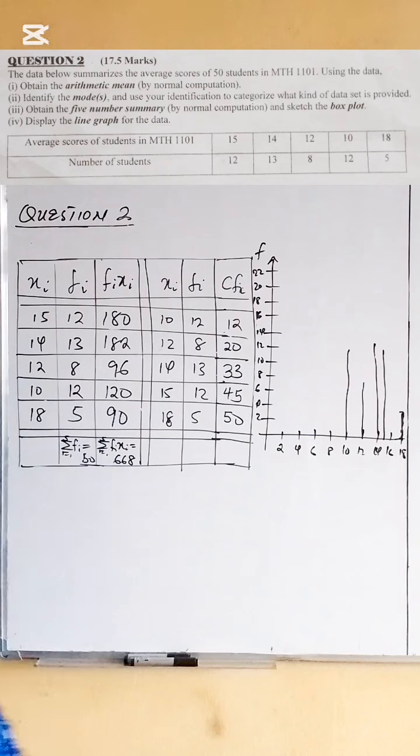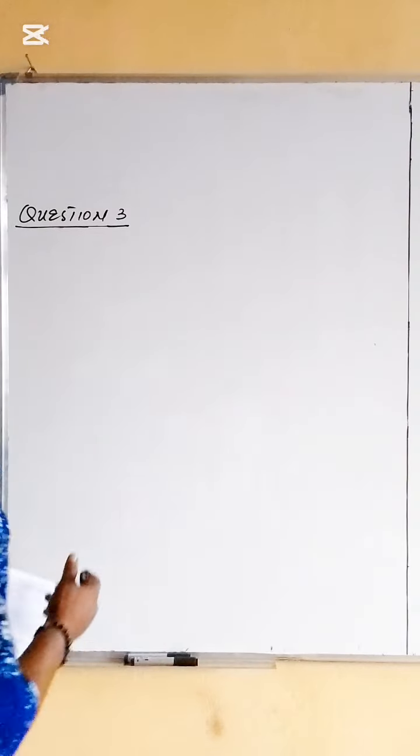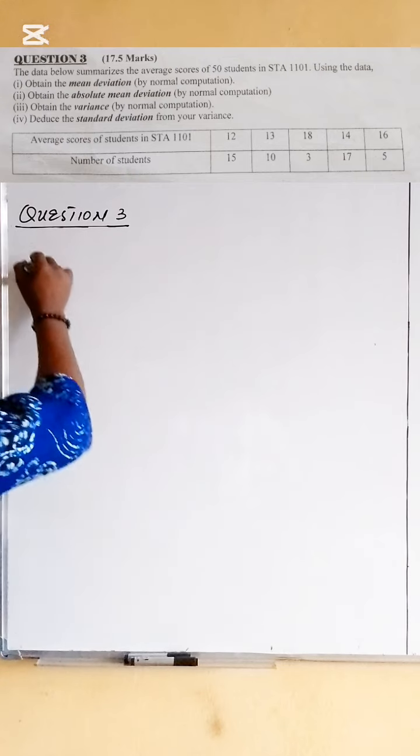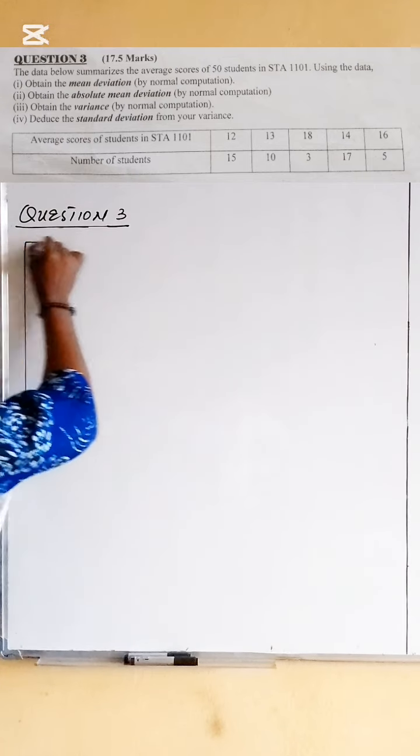So you're going to have a graph that looks like this, okay? So this will be your line graph. Let's move over to question 3, where we are asked to use the data below to obtain the mean deviation. So what I'm going to do with that data quickly will be to put up this.